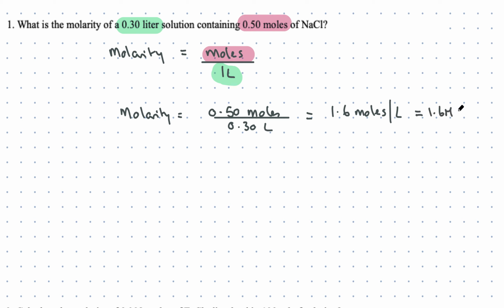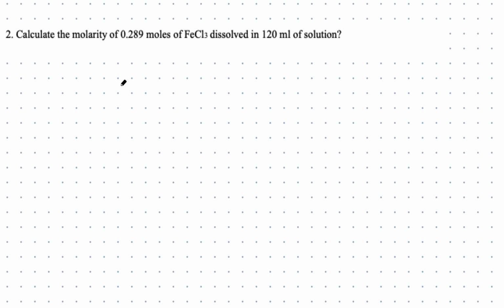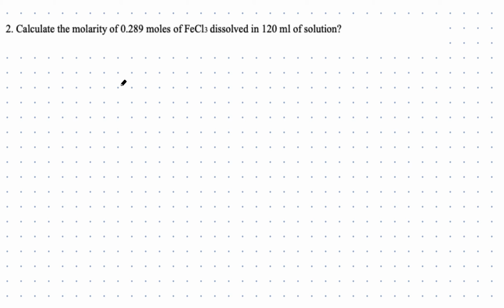So that's it. You just have to remember molarity is moles per litre. So you do moles divided by litres and then you get your molarity. That's it. Question 2 here, just one more example. Calculate the molarity if we have 0.289 moles. So remember, our moles is going to go on the top. Our litres, in this case millilitres, will go on the bottom.